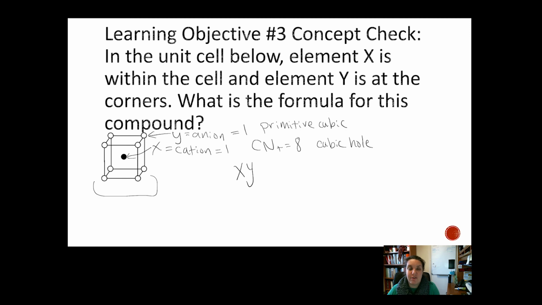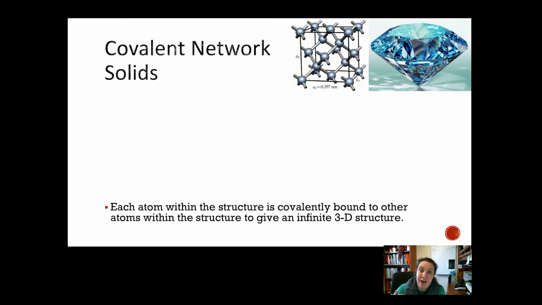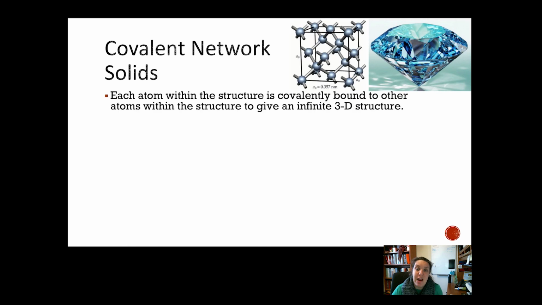So we're going to look at the structures of these, and we're also going to bring back band theory with this. Okay, so covalent network solids, we have a structure where we've got all the atoms in there covalently bound to other atoms within the structure. And it gives us an infinite three-dimensional structure. So we have atoms surrounded by atoms, and it just keeps going on in 3 dimensions.